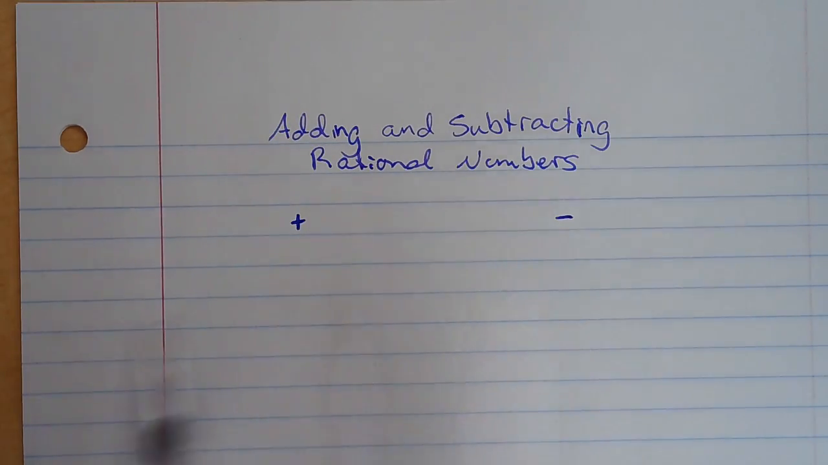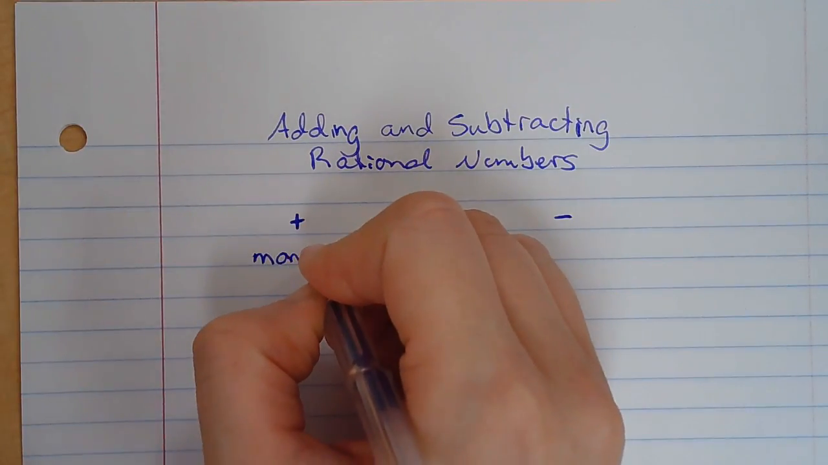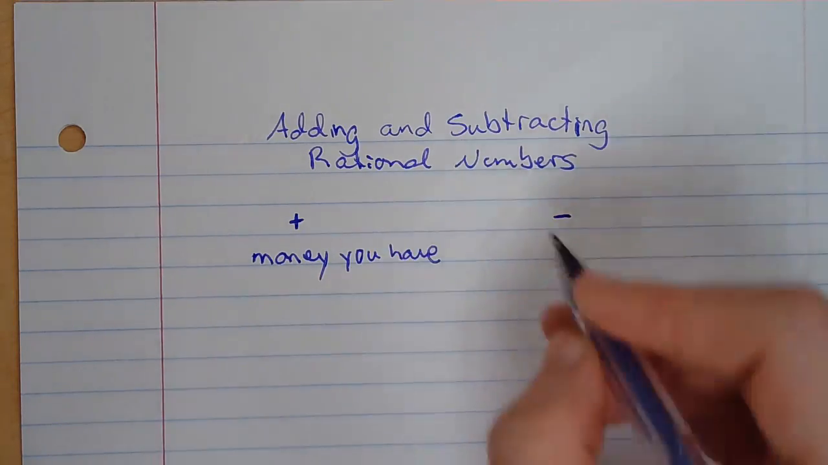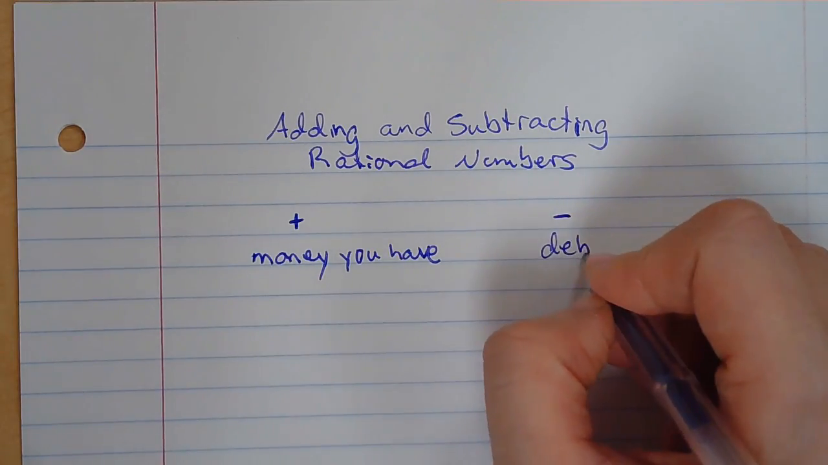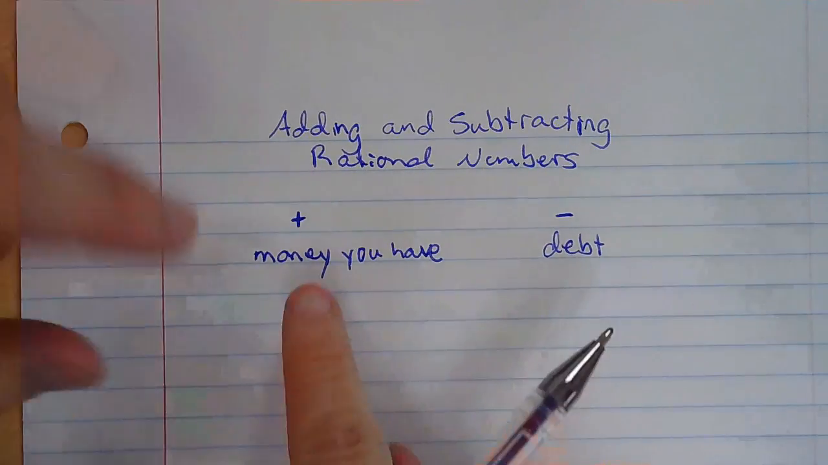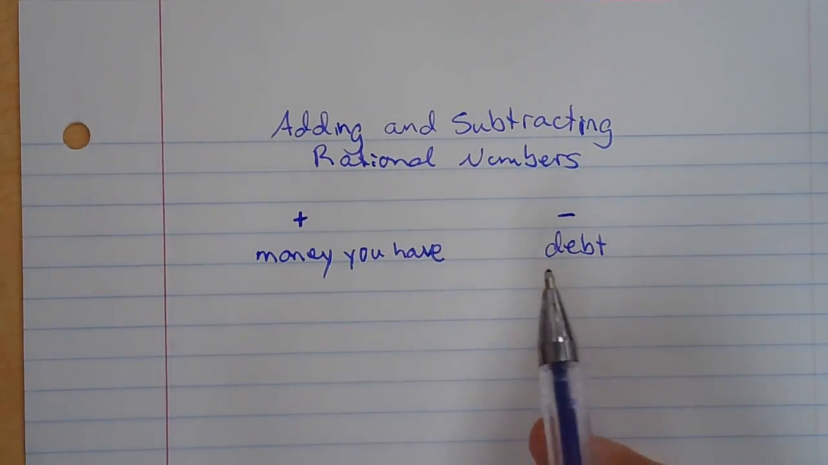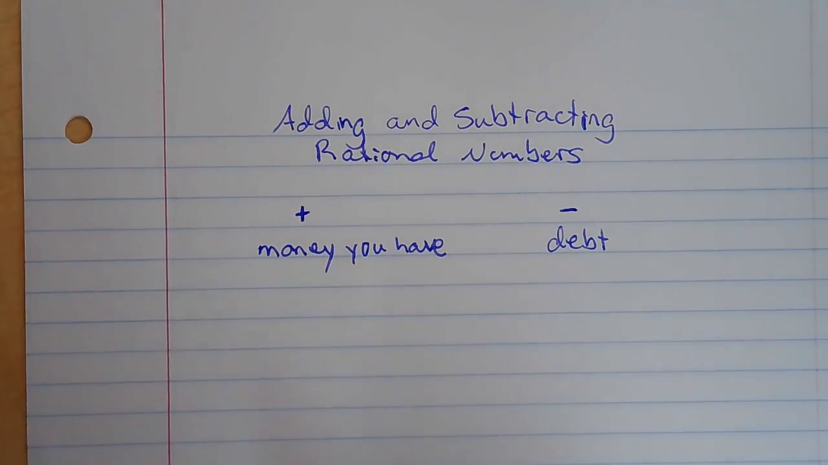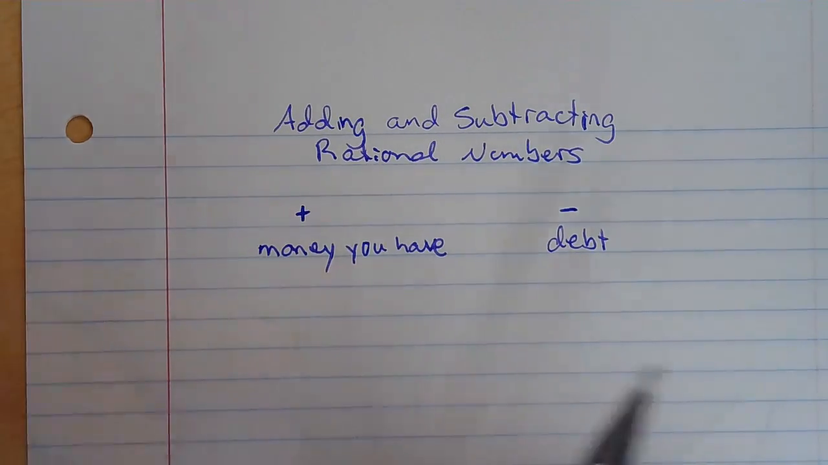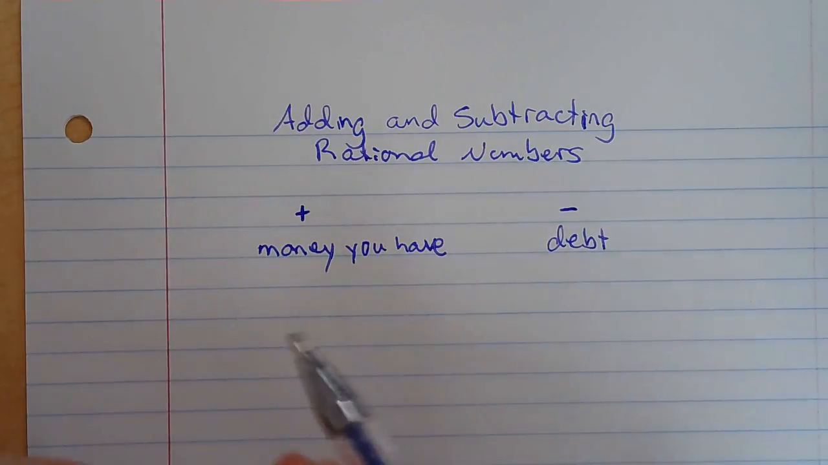So I'm going to have you look at positive numbers and pretend that this is money you have, and negative numbers as debt. Now, that's not the only way to look at positives and negatives. You could also look at it as feet above sea level and feet below sea level, or positive temperatures, negative temperatures, things like that. But I find that money is the most intuitive for people because people already understand how positives and negatives work with each other when you're talking about money.